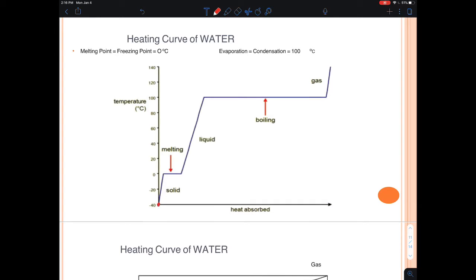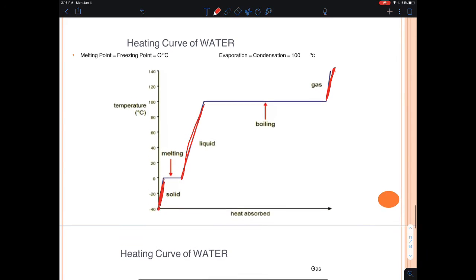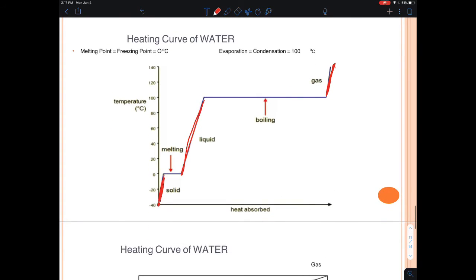So you start off as a solid at negative 40 degrees down here. And so these lines are the three different phases. The flat lines are your phase changes. So at 0 degrees Celsius, we're going to get melting. If you're going the other way, then you would get freezing. So let's say you're cooling it down and you cool it down to 0 degrees, then your water would freeze. But for now, let's keep heating up our substance.